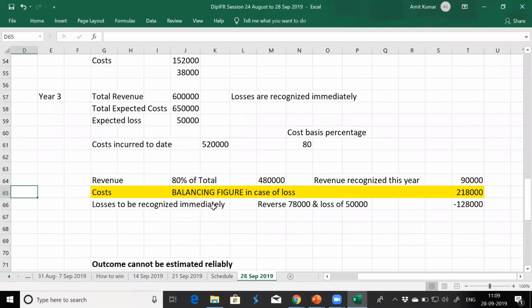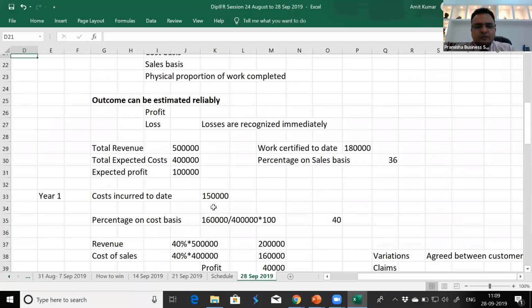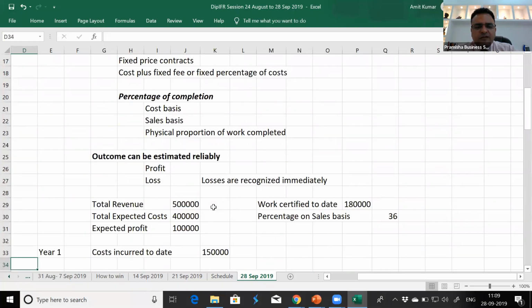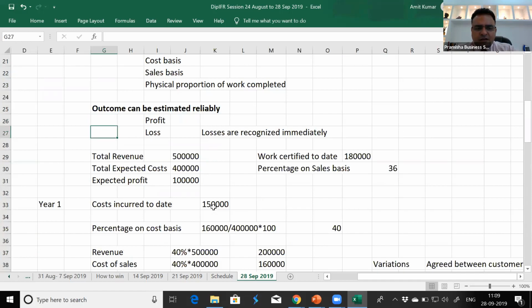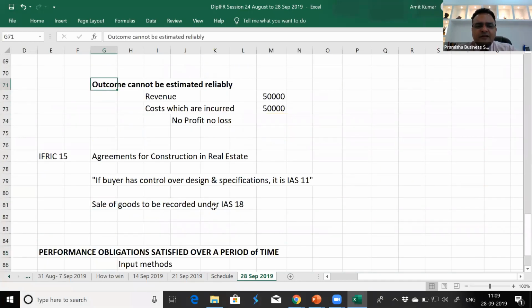Clear? Thank you. So this is the situation when we know the outcome, whether it is going to be profit or loss, when the outcome can be estimated reliably. The second situation can be when the outcome cannot be estimated reliably. In that scenario, we have no choice. The only thing is we'll recognize revenue only to the extent of the cost incurred.